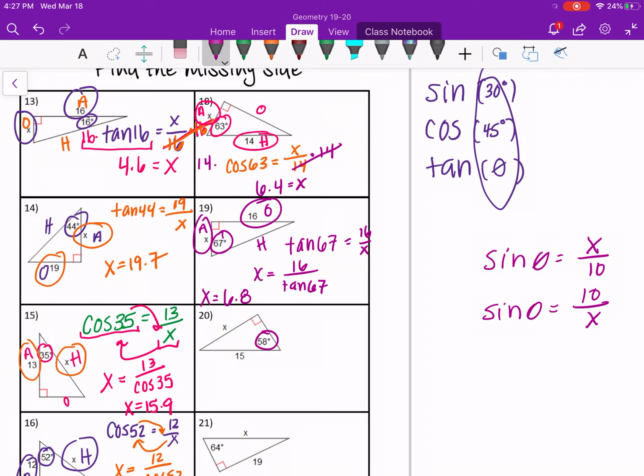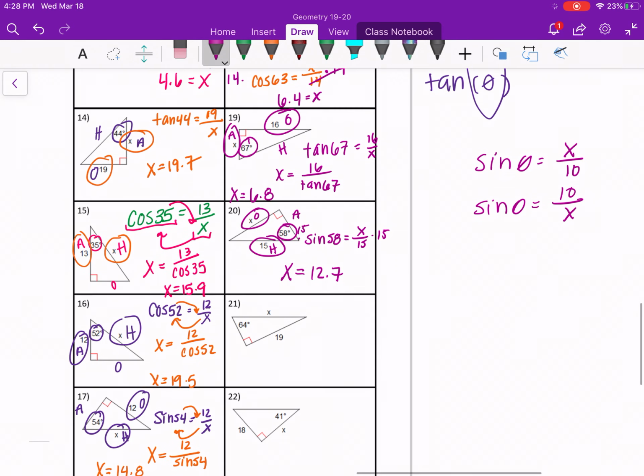Let's do hypotenuse, opposite, adjacent. O and H means I have to use sine. Opposite over hypotenuse, easy one. Just going to multiply both sides. 15 times sine of 58. X equals 12.7. Again, keep running through it.